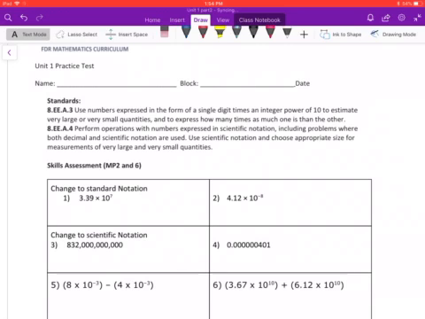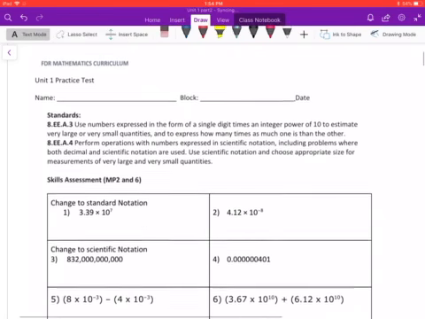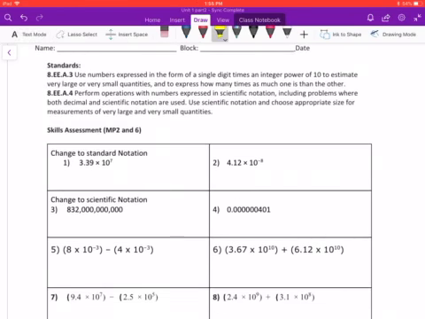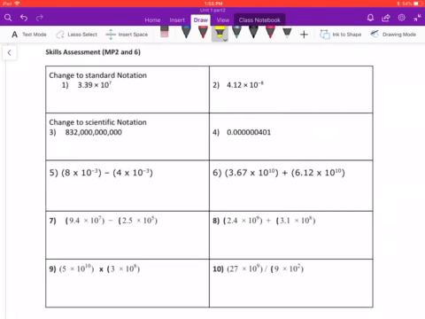So first, I'll do two short videos. First is going to be the skills assessment, and the next will be the problem solving. Really quick, our standards are using numbers expressed in the form of a single digit times an integer power of 10 to estimate very large and very small quantities and to express how many times as much one is in the other and to perform operations with those numbers in scientific notation. Okay, so that's what we're doing. That's what we're assessing on. And let's get to it.